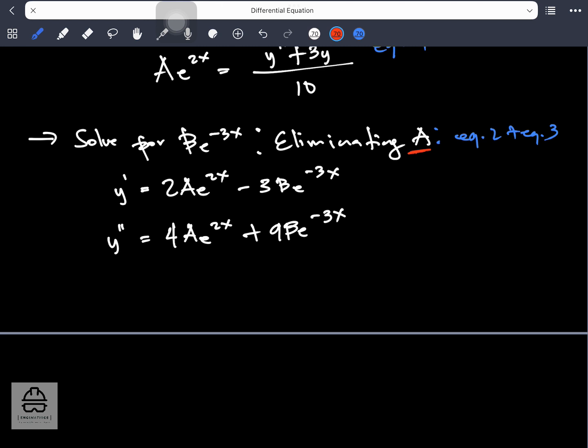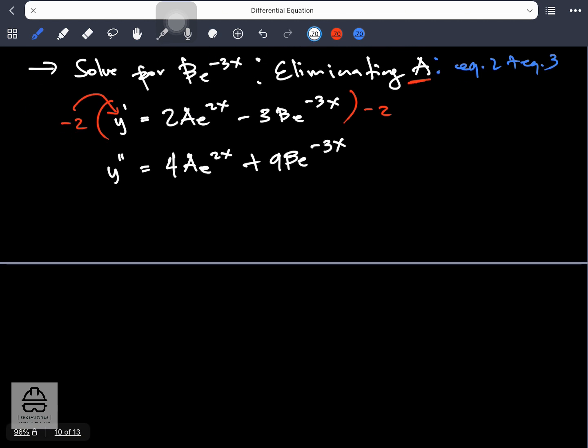Let's eliminate the a, so we have to look for values that we could use to eliminate the a here. That would be by multiplying both sides by negative 2. Negative 2 times y prime would be negative 2y prime, equals negative 2 times 2 times ae raised to the power of 2x. That would be negative 4ae raised to 2x.